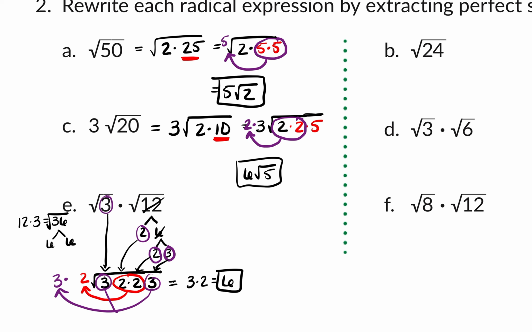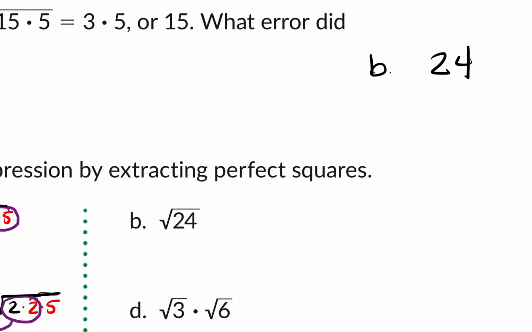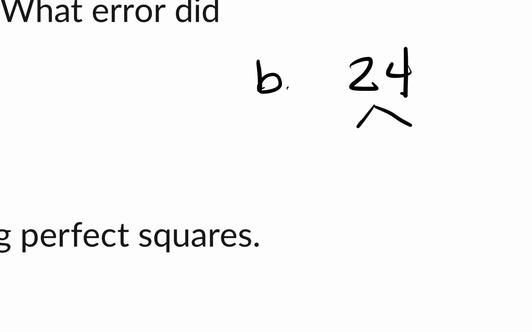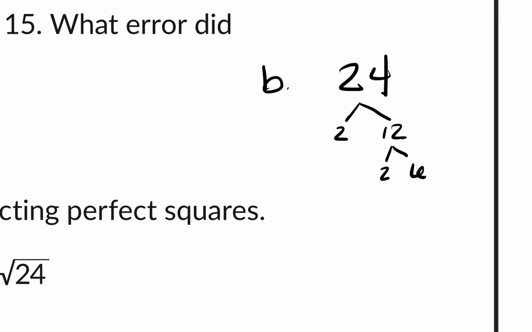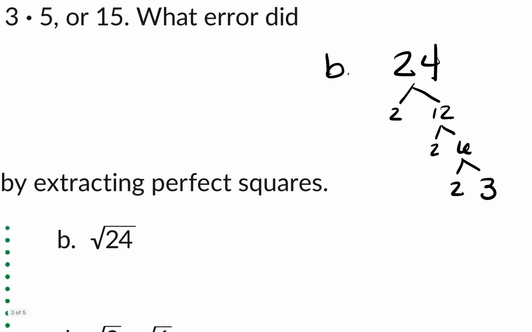Those are one way. Another way, B. I'm going to take 24, and I'm not going to use the square root sign at all. I'm just going to break it up. 2 times 12. Again, I can do a 2 because it's even. 2 times 6. I can do this again because it's even. 2 times 3. Again, once these little branches happen, the number goes away.